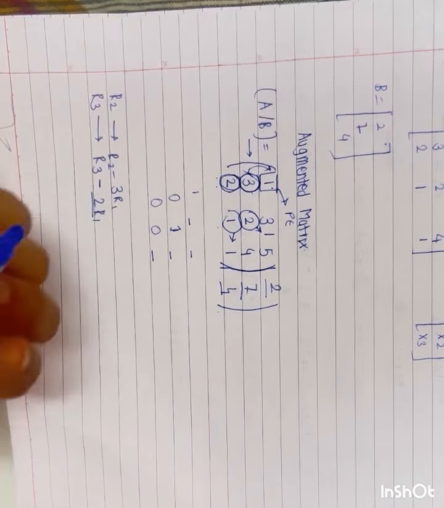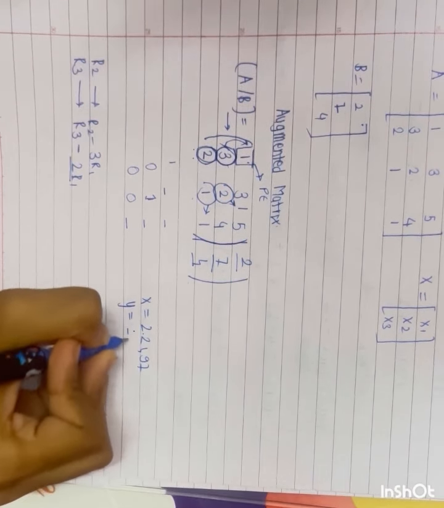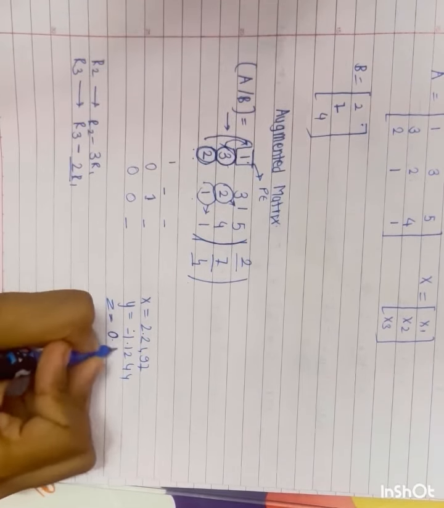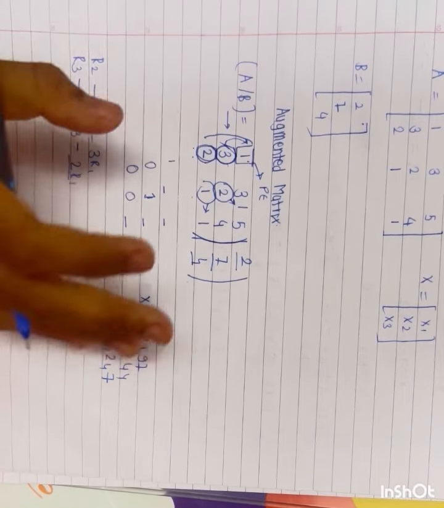I'll tell you the final values for this. X equals 2.2497, y is equal to minus 1.1244, and z is equal to 0.6247. I hope you guys have understood. We'll go on to the next method.